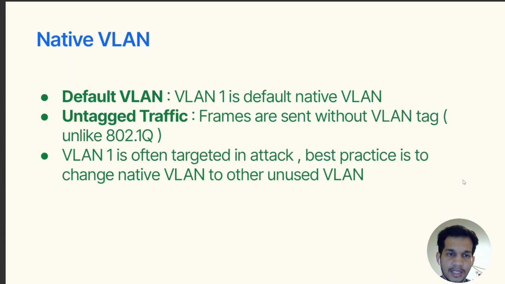So what is native VLAN? As we saw in the previous video, after entering show vlan brief, we can see the default VLAN there, VLAN number 1. This VLAN 1 is called the default native VLAN. In this native VLAN all the traffic is untagged, so frames are sent without VLAN tags, and this is looked at from a security perspective. VLAN 1 is often targeted in attacks, so the best practice is to change the native VLAN to another unused VLAN. So keep this in mind.